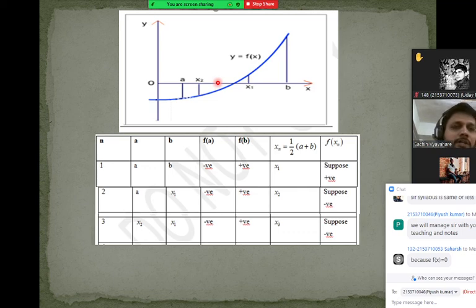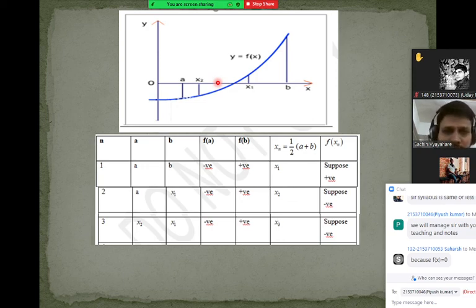Suppose you know that the root is at x equal to 5. One more question: if f of x1 came out negative, then we have to take x1 to b. Yeah, correct, because f of x1 is negative and f of b is positive, so the interval is obviously x1 to b. It depends entirely on the sign of f of x1.